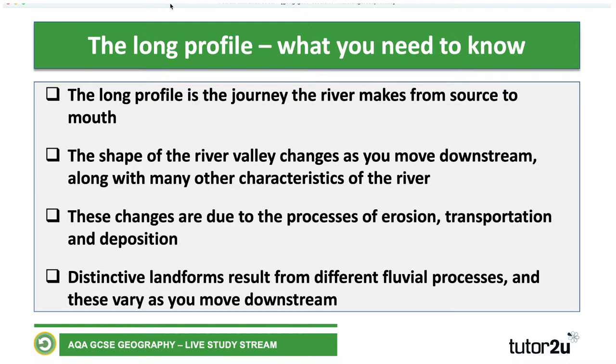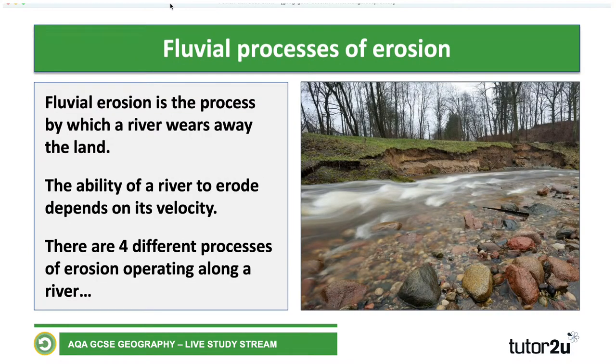And we'll have a little look at deposition. And finally, you can see we'll be mentioning some of the distinctive landforms which vary downstream from all of those fluvial processes, that erosion and deposition. And we'll be having a look at what they look like in the upper course, the middle course and the lower course. Right, I think that is me done. And back over to you, Vicky.